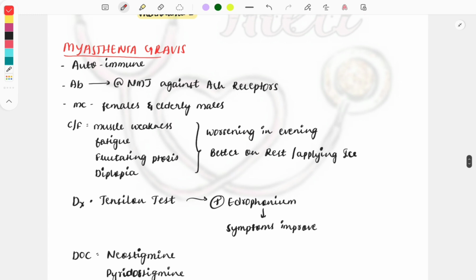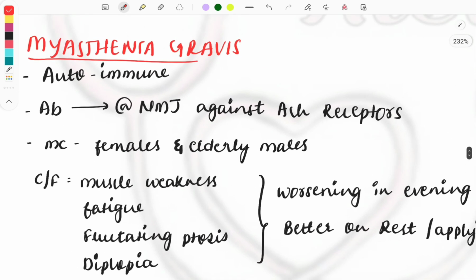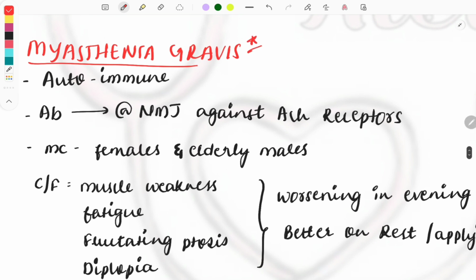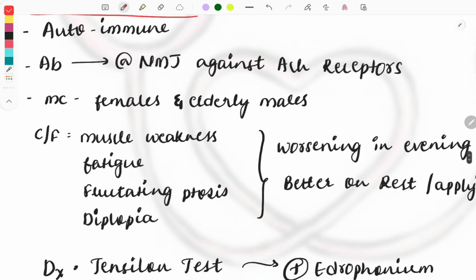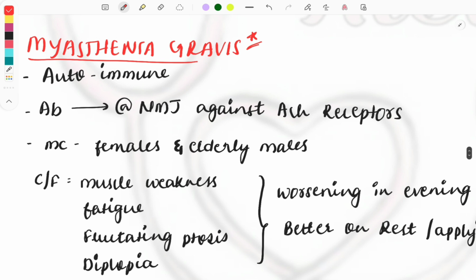Then moving on to myasthenia gravis. So myasthenia gravis, again a repeat topic, and surely you will be getting one question from myasthenia gravis in every exam. So note it down, and we'll discuss all the things so that you do not miss this question if at all it comes in the exam.